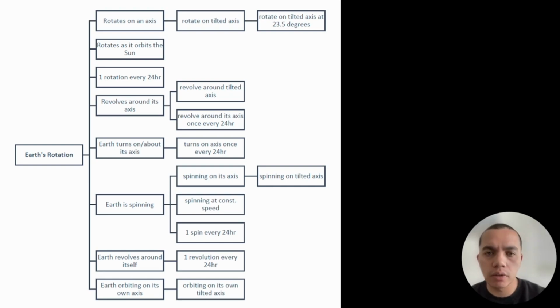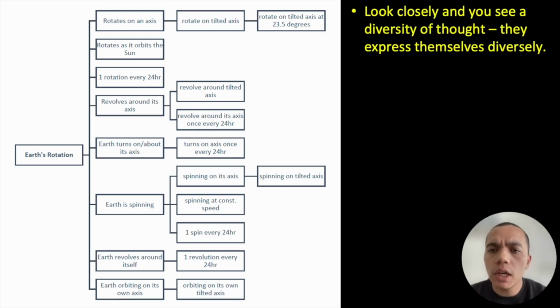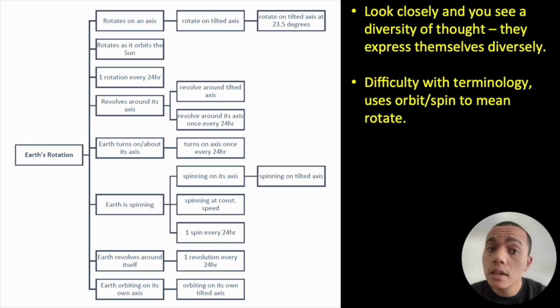In this image, I am simply showing you how the ideas were connected in forming the larger idea category, Earth rotation. Now, this image is interesting for several reasons. Firstly, if you look closely, you will see that the students express themselves diversely, and therefore we can say that they think in diverse ways. Secondly, students experienced difficulty with terminology. Many of them used the words orbit, rotate, spin, revolve interchangeably.